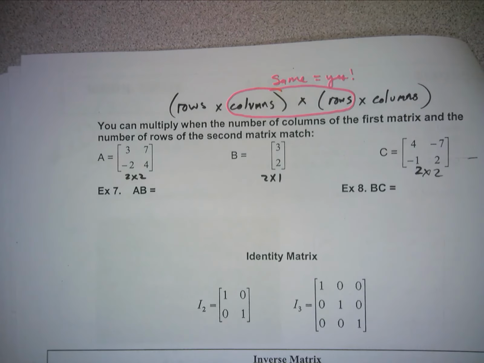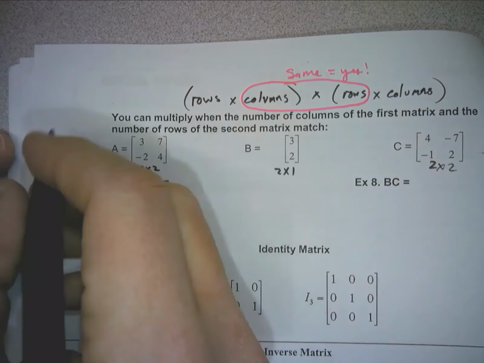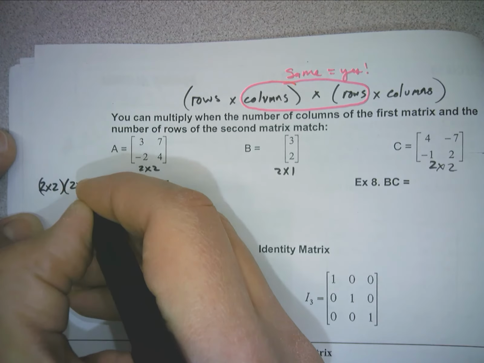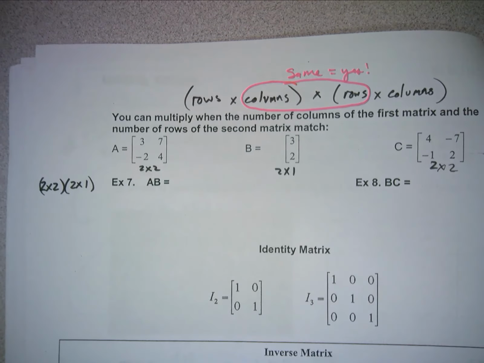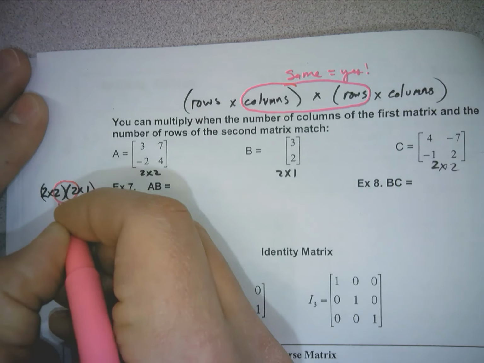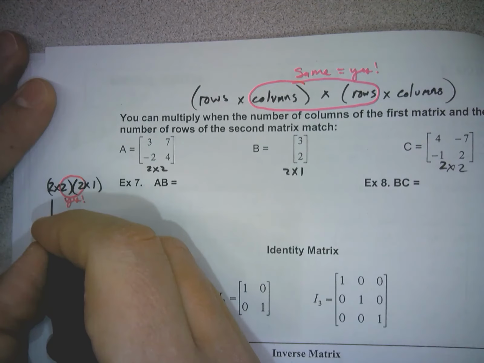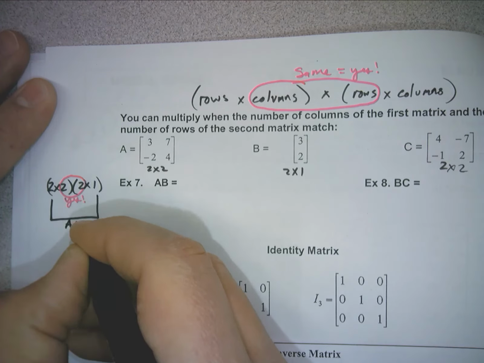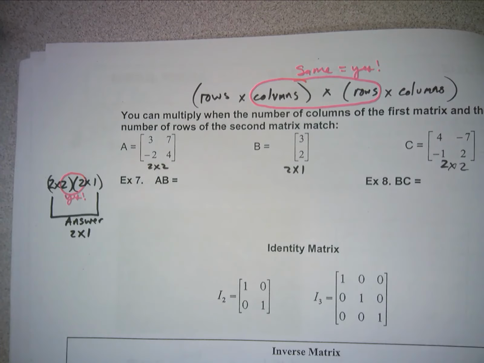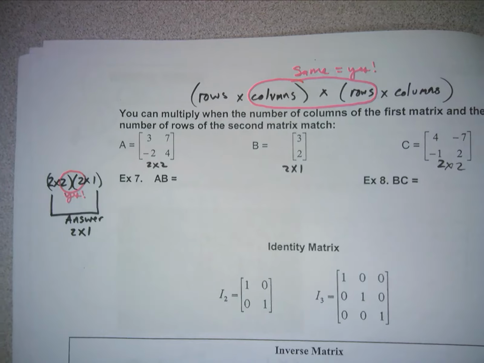Okay. So the first question is, can I do A times B? So I put the sizes next to each other. A is a 2 by 2 and B is a 2 by 1. Can I do it? And the answer is, you betcha. So these have to be the same. So I can definitely do it. Now the size of my answer is going to be a 2 by 1 matrix. Okay? So it's going to be the outsides is what my answer is going to be.